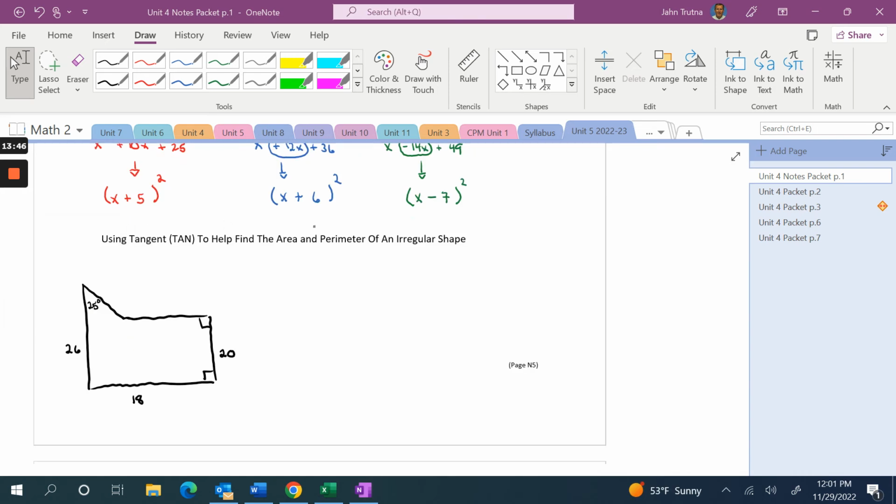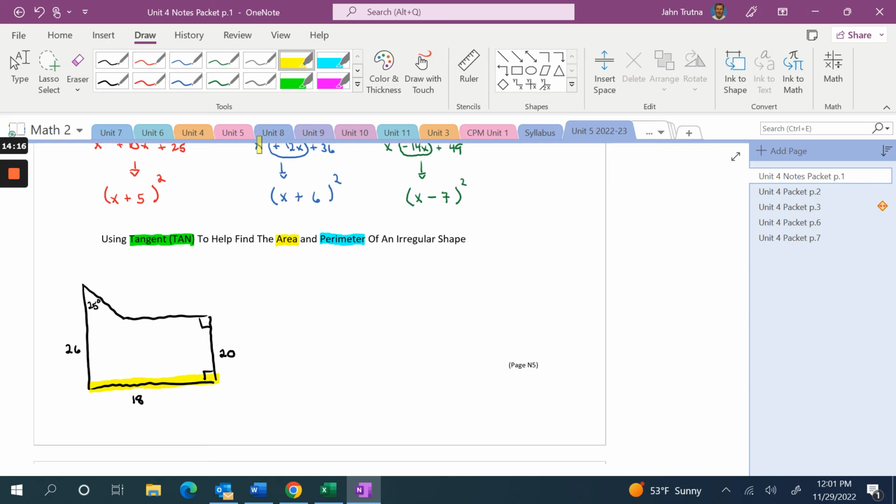Now, the last example is we are going to find the area and the perimeter of this shape below. And eventually, in order to do it, we're going to have to use the tangent function, the TAN function, okay? So first of all, let's go with perimeter first. So how do you find the perimeter of a shape? Well, you add up all the sides.